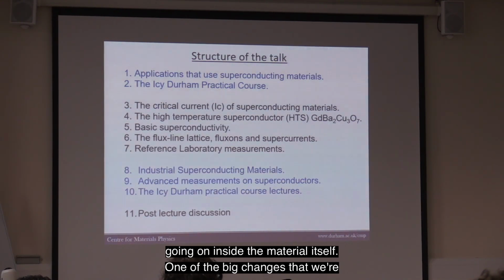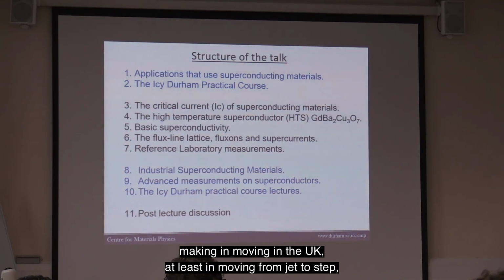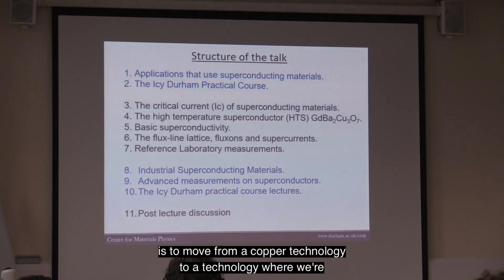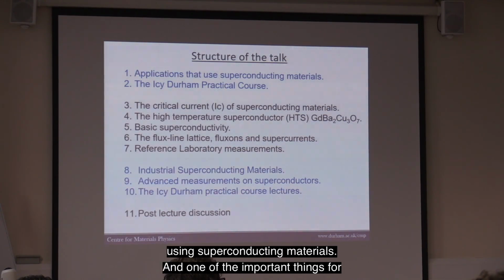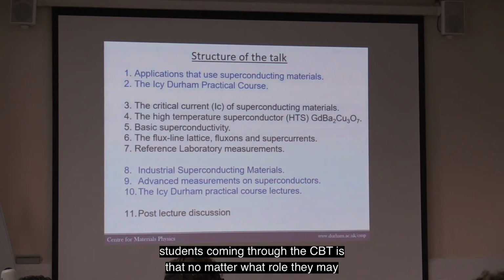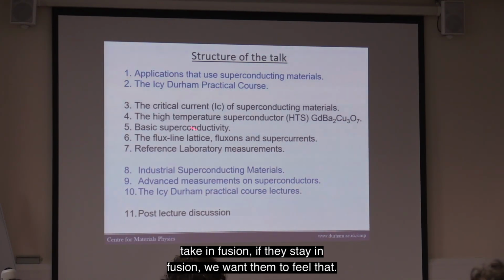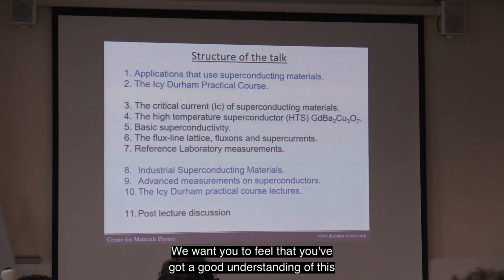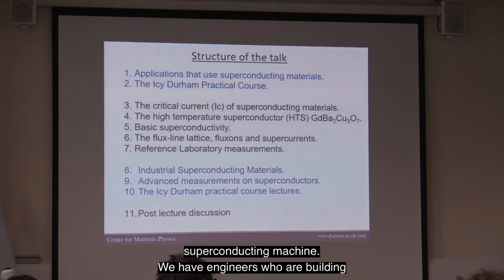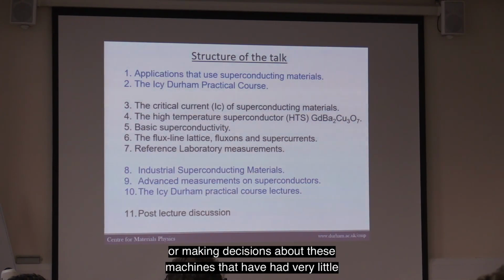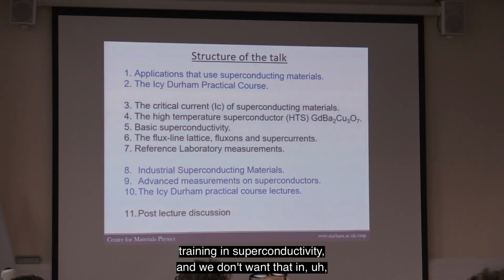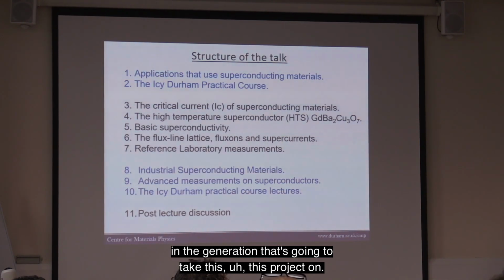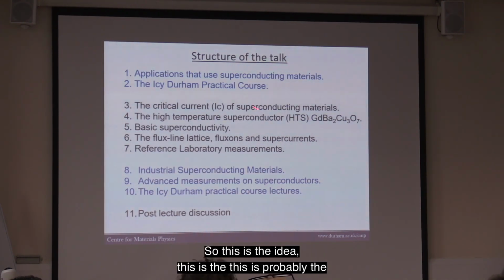One of the big changes that we're making, in the UK at least, in moving from JET to STEP, is to move from a copper technology to a technology where we're using superconducting materials. And one of the important things for students coming through the CDT is that no matter what role they may take in fusion, if they stay in fusion, we want you to feel that you've got a good understanding of this superconducting machine. We have engineers who are building or making decisions about these machines that have had very little training in superconductivity, and we don't want that in the generation that's going to take this project on. So this is the idea.